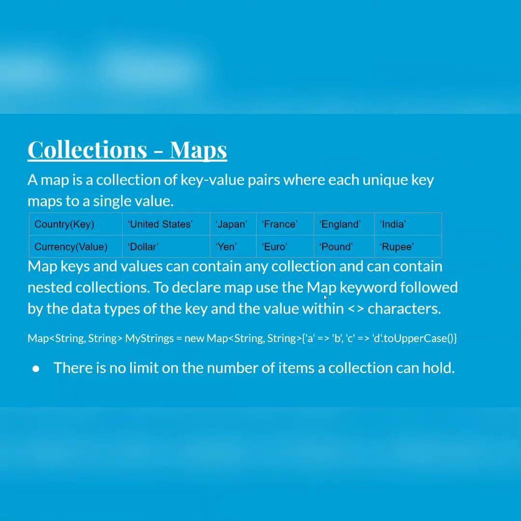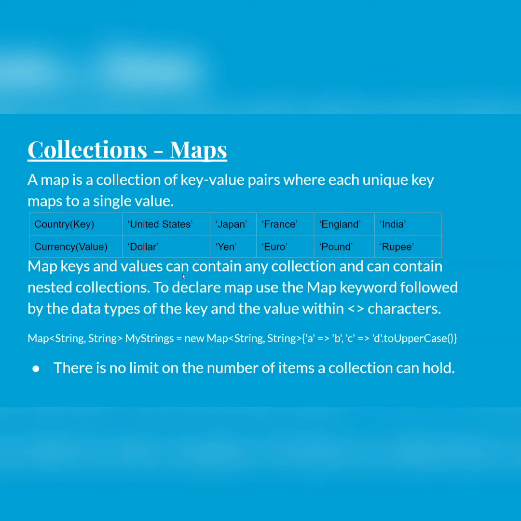Then the last in the collection is the maps. A map is a collection of key value pairs where each unique key maps to a single value. So here you will store the values in the form of key value pairs. You can see you have country as the key, with different countries in the key section, and in the value you have the currency of those countries.